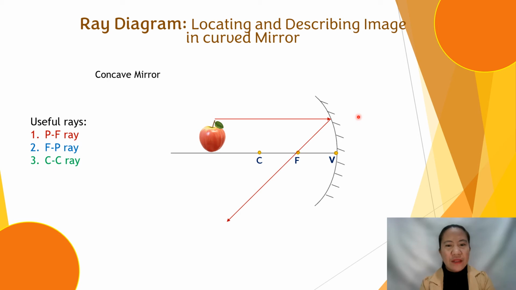Okay, so did you get that? So, bakit hindi siya broken line? Kasi nag-reflect siya in front of the mirror. Kasi yung points natin nasa harapan. Okay, another one, we have the FP ray.